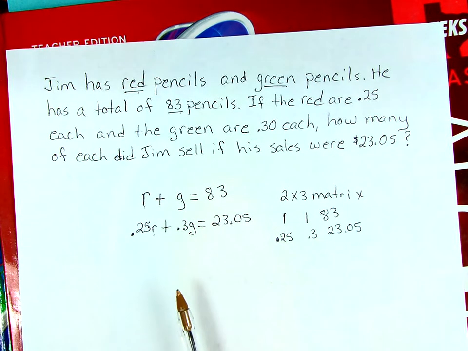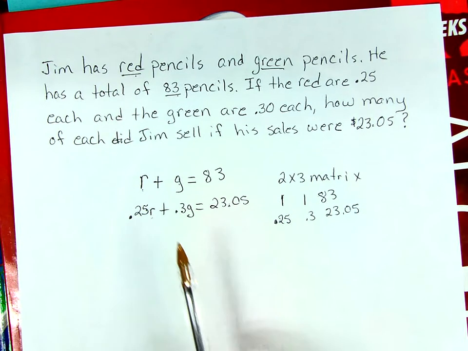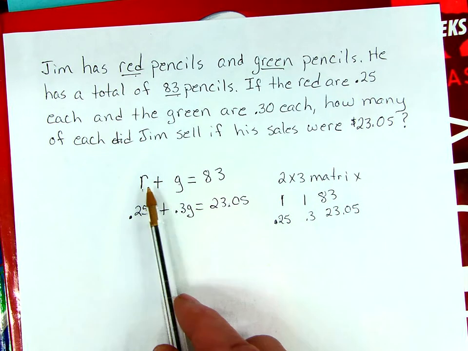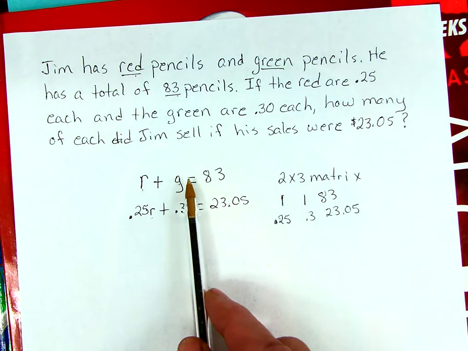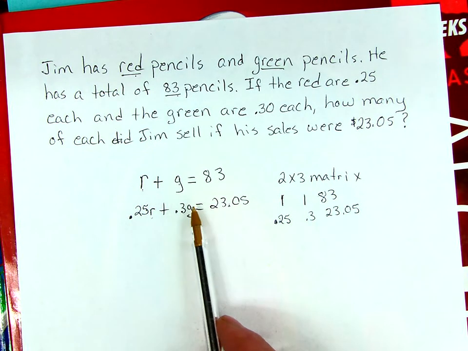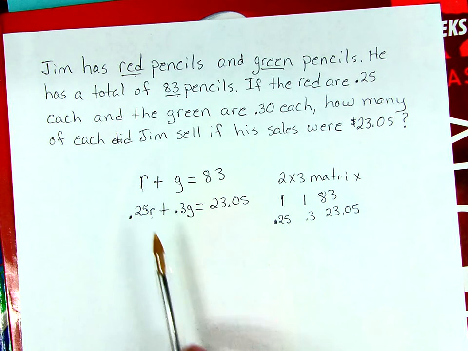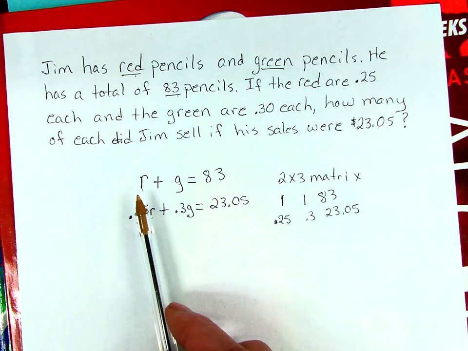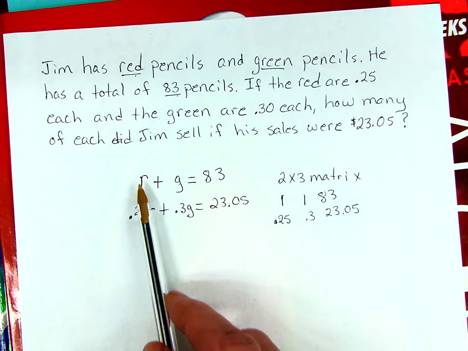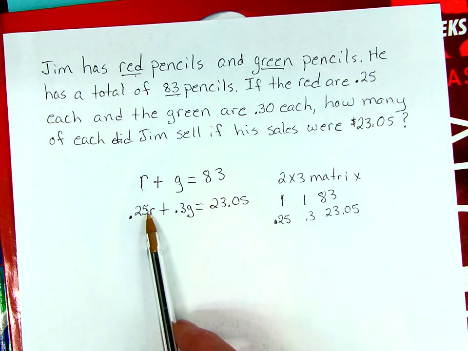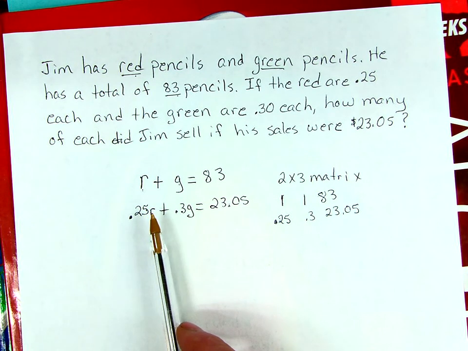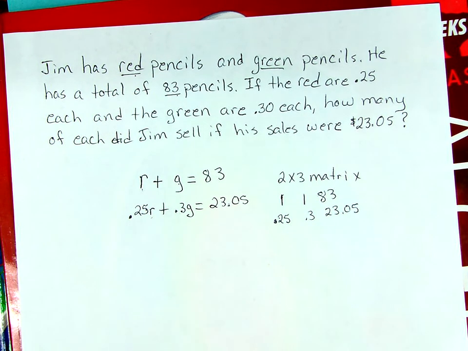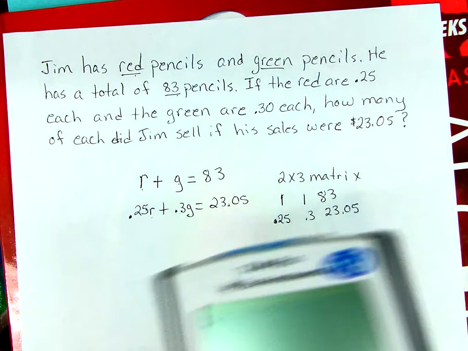Now, a couple of things have to be true in order for this to work. First of all, the R and the G both have to be on the same side of the equal sign in both equations. And they have to be in the same order. If this one starts with R, this one must also start with R. You could get the same answer if you flip the G's and the R's, as long as you did it in both equations.